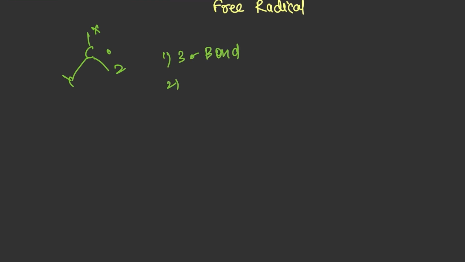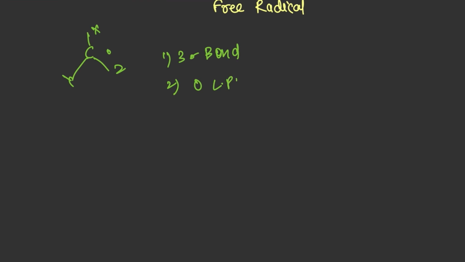So today we are going to talk about the free radical. How does a free radical look like? A free radical looks like C, X, Y, and Z. First of all, it has 3 sigma bonds. Second, it has 0 lone pair.